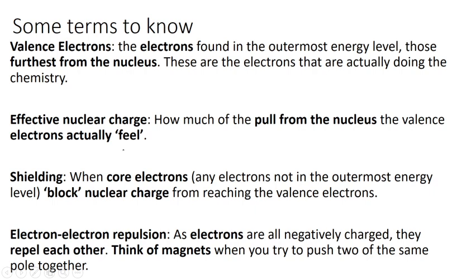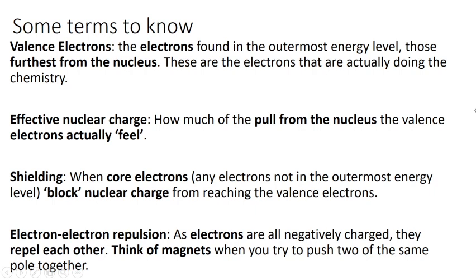The first of these terms is valence electrons. These are the electrons that are found in the outermost energy level, right? Those furthest from the nucleus. These are the electrons that are actually doing the chemistry when we talk about chemistry. So this is why these are important ones to know. We'll definitely talk about valence electrons more in the rest of this class.